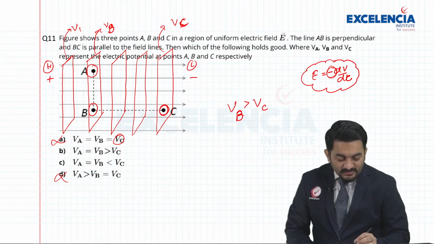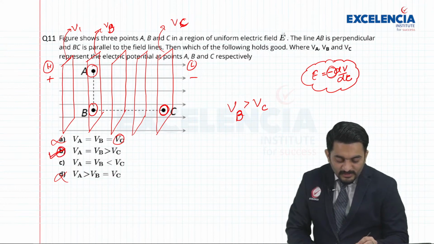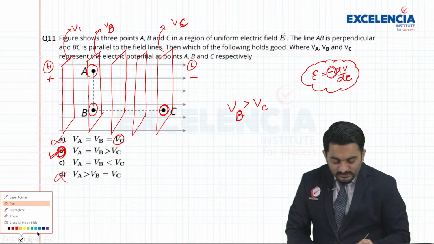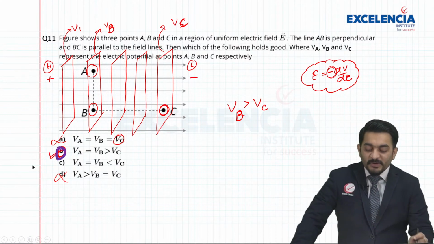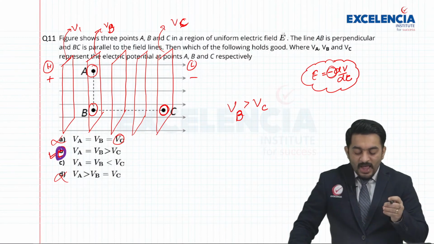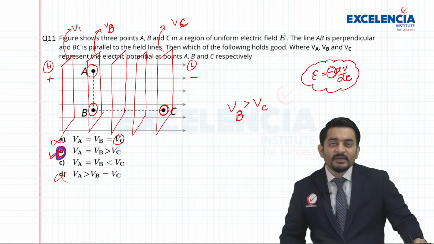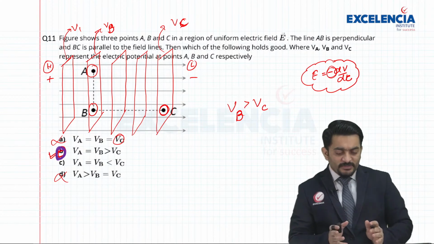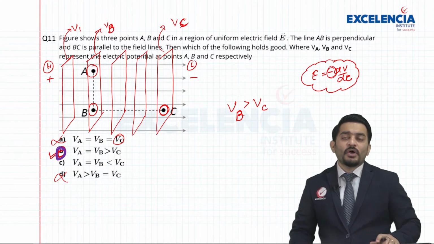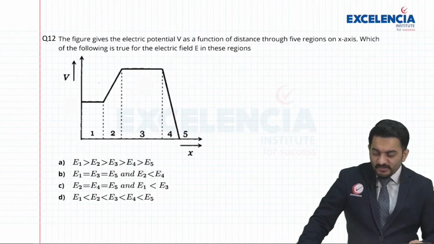So the correct option is option B, because VA and VB are the same, and this potential is more in value when you compare it with VC. This is how we need to do this question, and I hope the concept is clear to you. Now let's move to the next question.